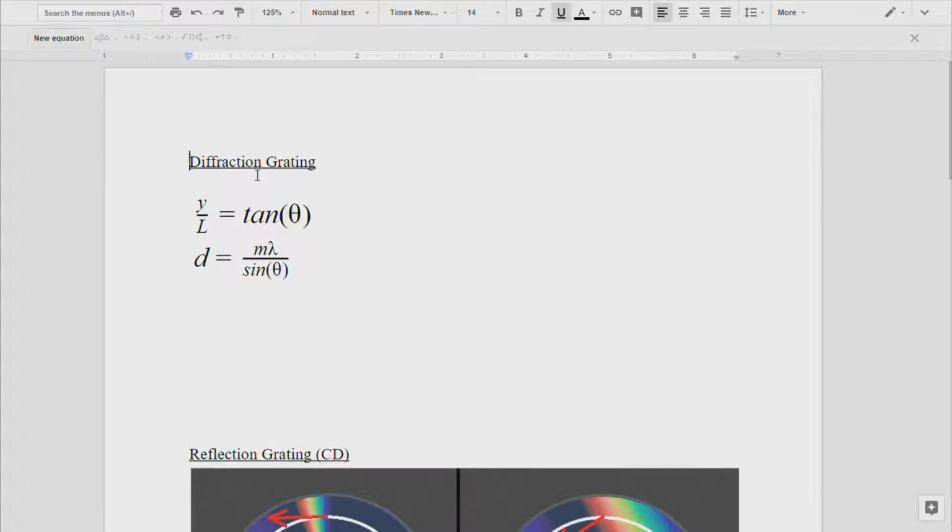The goal for this portion is to find D, which is the line spacing. This is done by measuring Y and L and using that to find the angle, and then we can use M and the wavelength of the laser and plug in the angle to find D. And if we wanted to know N, we would do 1 over D.